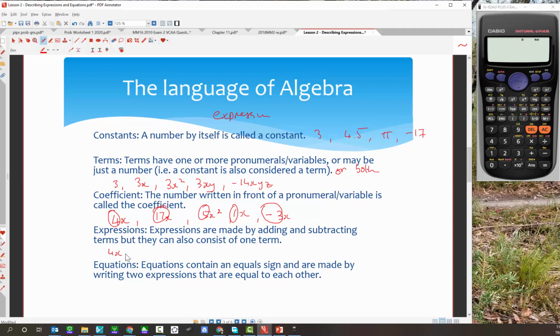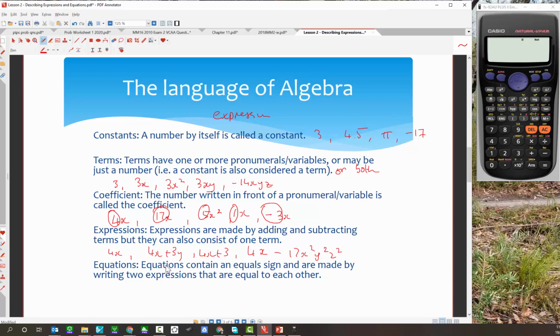All right, expressions are made by adding and subtracting terms, but they can also consist of one term. So 4x is an expression. 4x plus 3y is also an expression because I've made up the expression by adding terms together. 4x plus 3 is also an expression, which is a term plus a constant, so that's a term plus a term. 4x take away 17, x squared, y squared, z squared. All sorts of different variations on that.